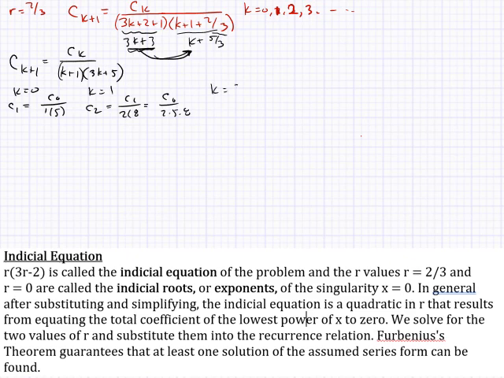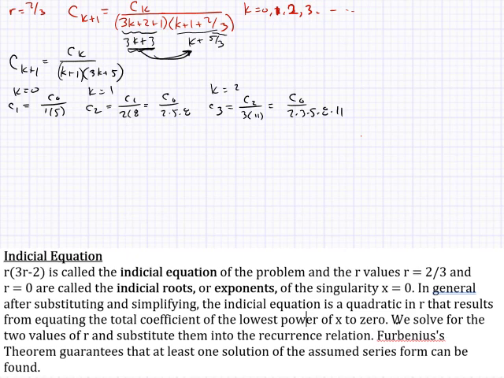Then k equals 2, we get c sub 3 to be c sub 2 over 3 times 11. So that's actually going to be c sub 0 over 2 times 3 times 5 times 8 times 11. All right, so I think that's good enough.